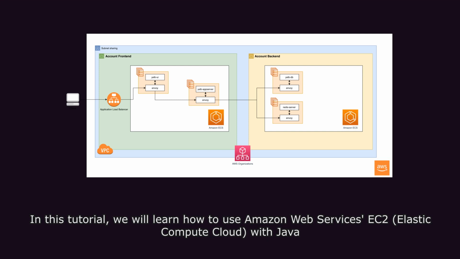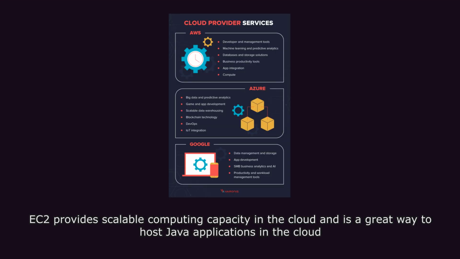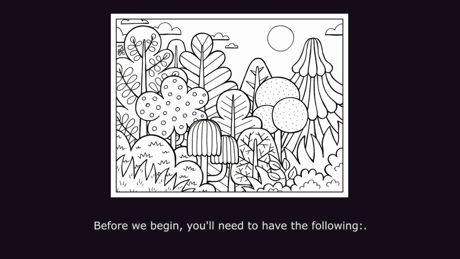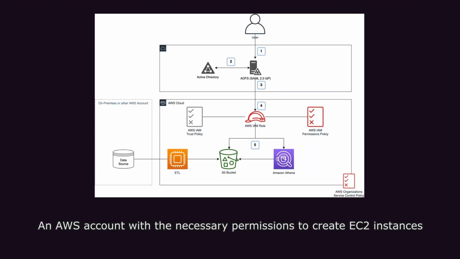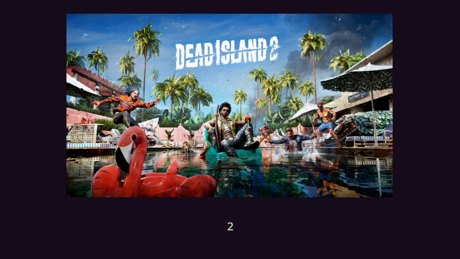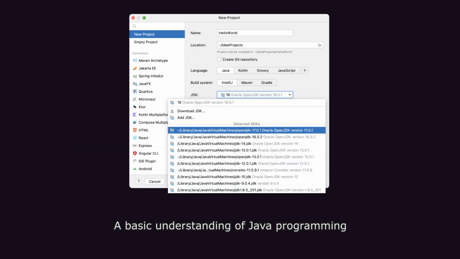In this tutorial, we will learn how to use Amazon Web Services EC2, Elastic Compute Cloud, with Java. EC2 provides scalable computing capacity in the cloud and is a great way to host Java applications in the cloud. Before we begin, you'll need to have the following. 1. An AWS account with the necessary permissions to create EC2 instances. 2. A basic understanding of Java programming.